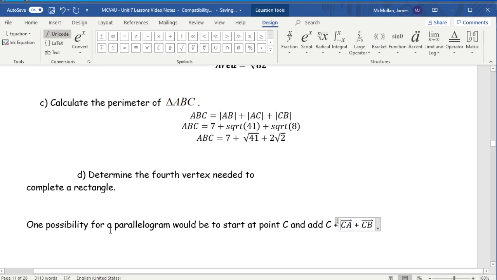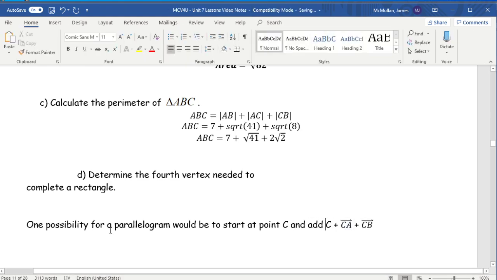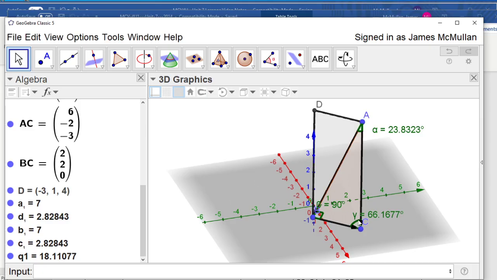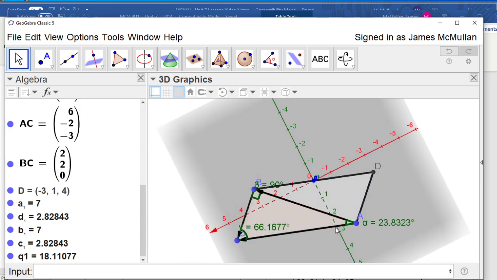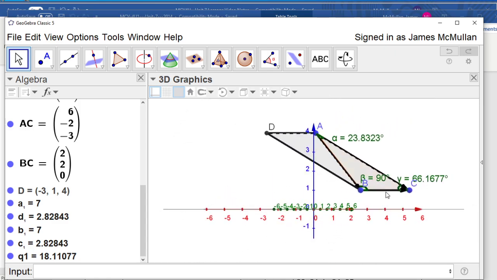Okay. One possibility would be to start at point D, which is equal to starting at C. So let's look at the picture again. Start at C, add vector CA, that gets you to A, and then add vector CB. That sends you out in this direction. And there, that point D will complete a parallelogram.